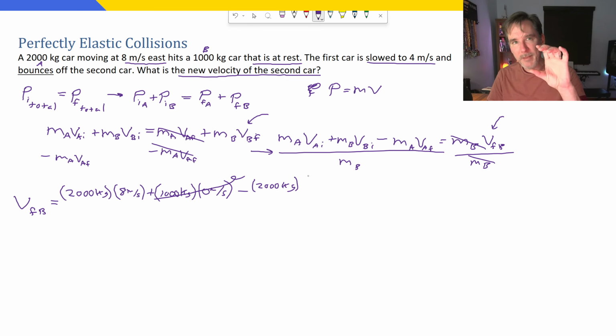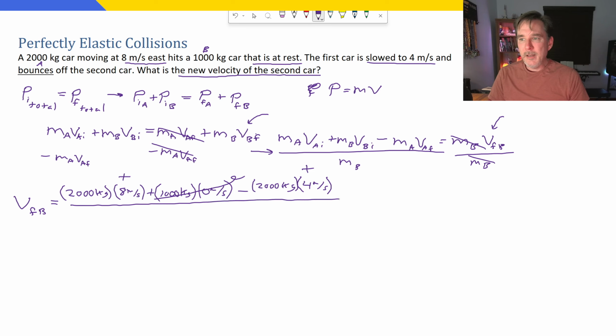If it did bounce back in the other direction, you would have to use the negative sign to indicate that it is going in the opposite direction. But it is in the same direction. So I'm going to leave that as a positive 4 meters per second. I'm going to put positive, positive because they're both heading to the east. And that takes care of that. And I got to divide everything by the mass of car B, which is 1,000 kilograms.